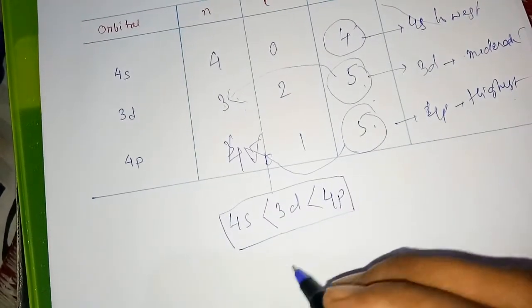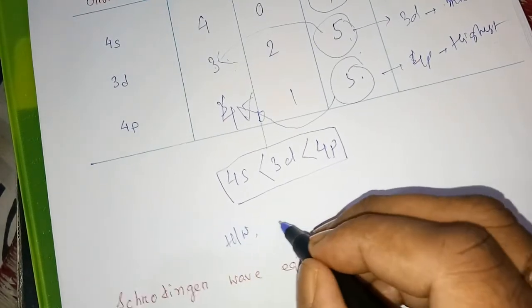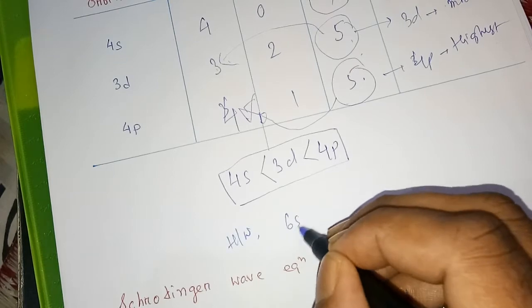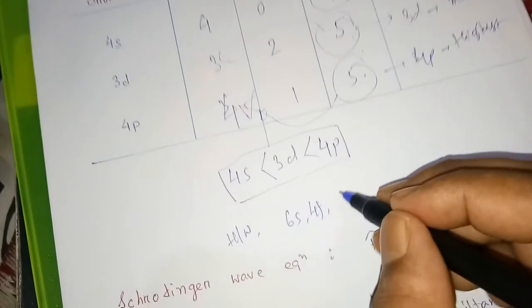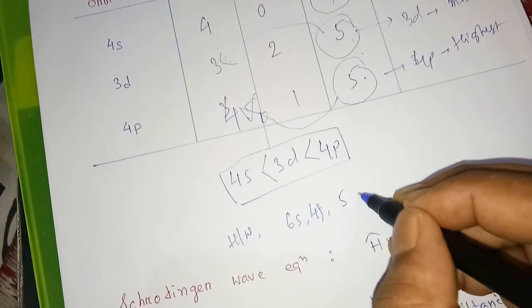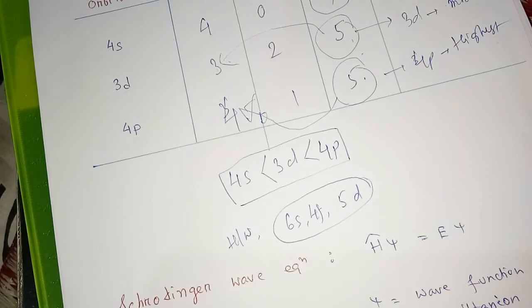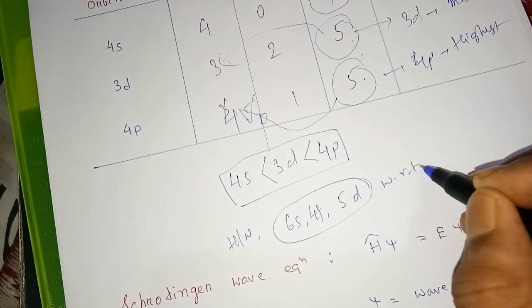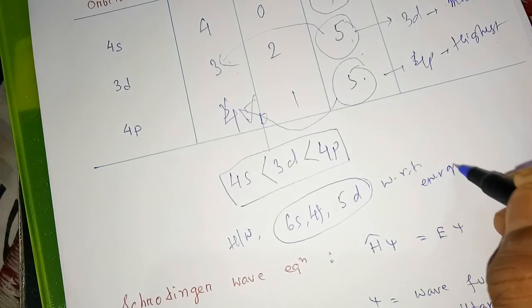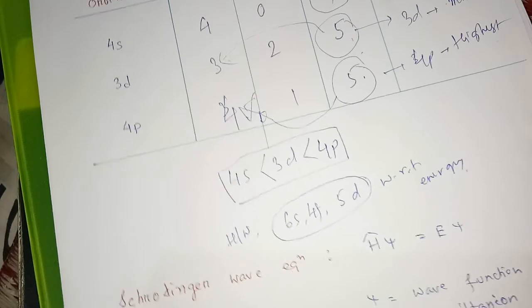So like that student, for this one also you can do that. For 6s, 4f and 5d you can arrange them also with respect to energy.